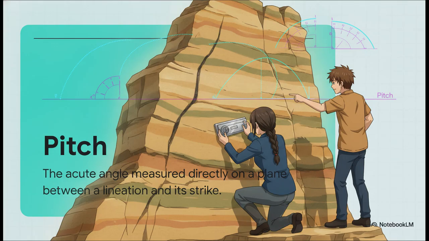Instead of worrying about imaginary horizontal grids in the air, you literally just lay your protractor flat directly on the tilted rock face. Then you measure the acute angle between that lineation and the strike line of the rock face. Pitch is incredibly useful because, let's be real, measuring the trend of a very steeply plunging line can be super tricky and inaccurate out in the wild. Pitch solves that problem instantly.